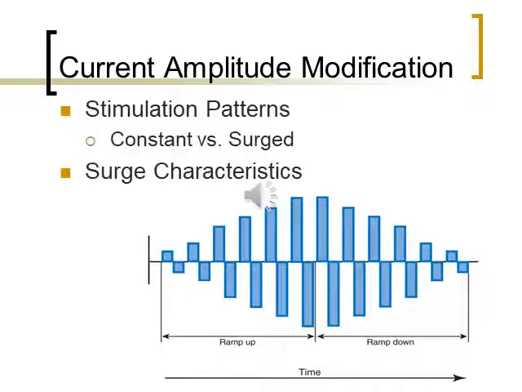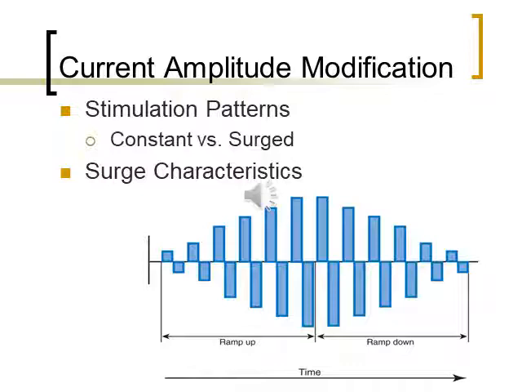So the other type of current amplitude modification that we're looking at here is the stimulation pattern: constant versus surge. If you remember about that rise and decay time, that's something you're modifying here. Obviously, a constant stimulation pattern is one where the stimulation is the same the entire time. It's just on, the amplitude never changes. With the amplitude modification, you can put a surge modifier on where you have a ramp up and a ramp down time.